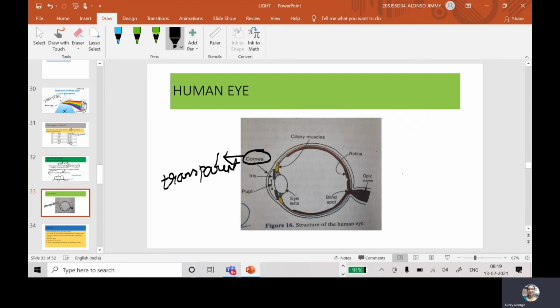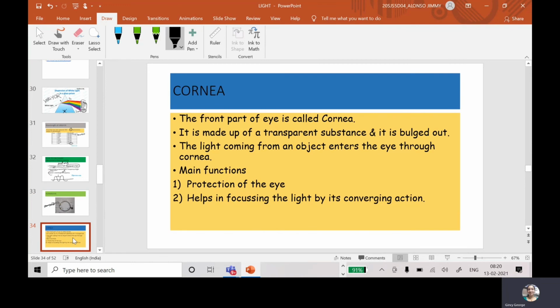So the cornea is the first part. This is the front part of the eye, made up of a transparent substance and bulging out. This is giving you protection. So what are the functions of the cornea? First we'll see that slide, then we'll come back. The main function of the cornea is protection of the eye. As it is the first part, bulging out, it protects the eye, and any substance entering your eye is blocked by the cornea.